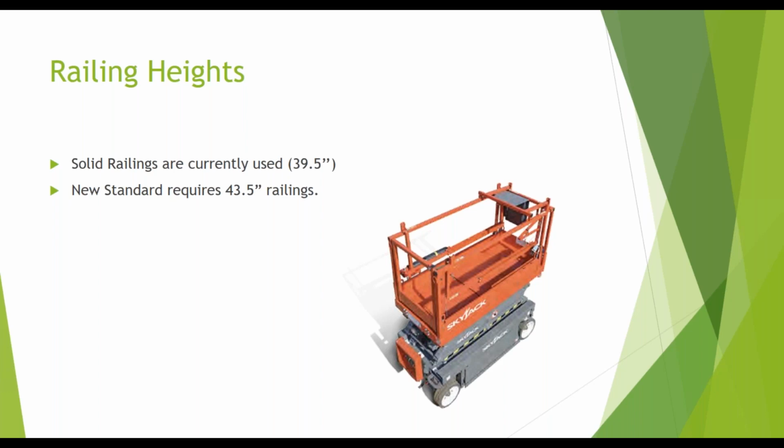So this additional height results in these smaller units no longer being able to fit through standard door heights with the rails deployed, necessitating a change to folding rails as a standard on a number of units. So one of the things that you're going to see with the newly manufactured scissor lifts under this new standard are collapsible rails and folding rails to be able to fit through that door and to still comply with the standard.